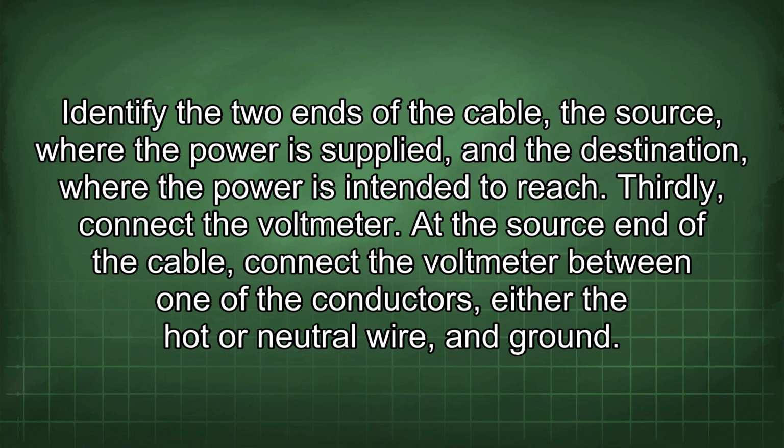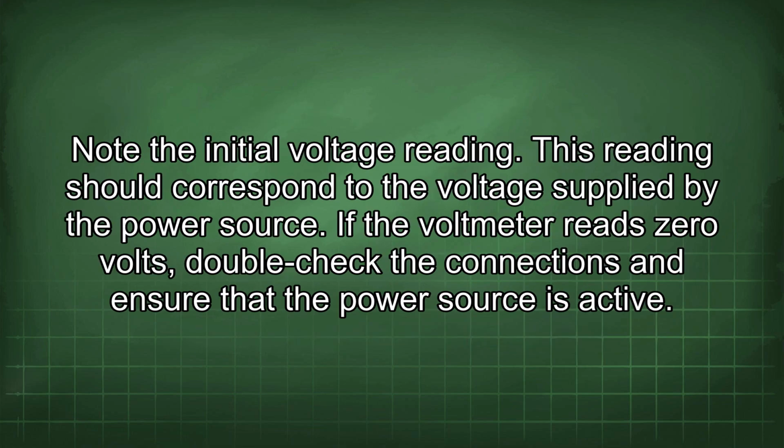At the source end of the cable, connect the voltmeter between one of the conductors, either the hot or neutral wire, and ground. Note the initial voltage reading. This reading should correspond to the voltage supplied by the power source. If the voltmeter reads 0 volts, double-check the connections and ensure that the power source is active.